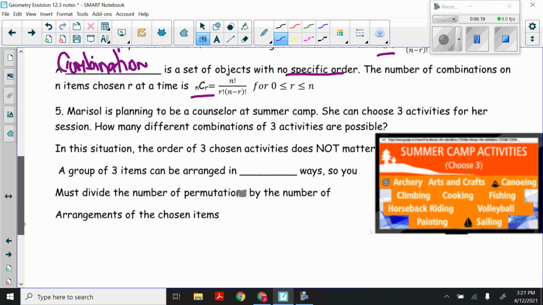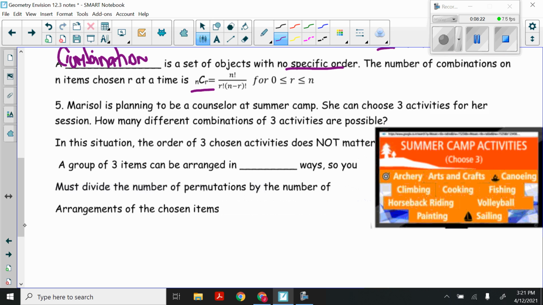So let's look at another one. Number 5: Marisol is planning to be a counselor at summer camp. She can choose 3 activities for her session. How many different combinations of 3 activities are possible? In this situation, the order of the 3 chosen activities does not matter. A group of 3 items can be arranged in 3 factorial ways, so you must divide the number of permutations by the number of arrangements of the chosen items. Therefore, we have a combination.